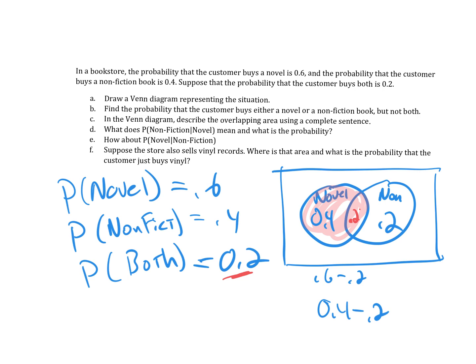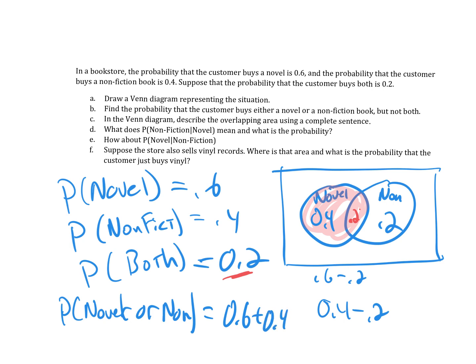And then what's outside that? Well, mathematically, the addition rule: the probability of novel or nonfiction will be the probability that somebody buys a novel plus the probability that somebody buys nonfiction. And of course, you already see we're not at 100%, so there are other kinds of books. So we subtract off the probability of both, which is 0.2. That's going to give us a probability of 0.8. So an 80% chance that people will buy a novel or a nonfiction.